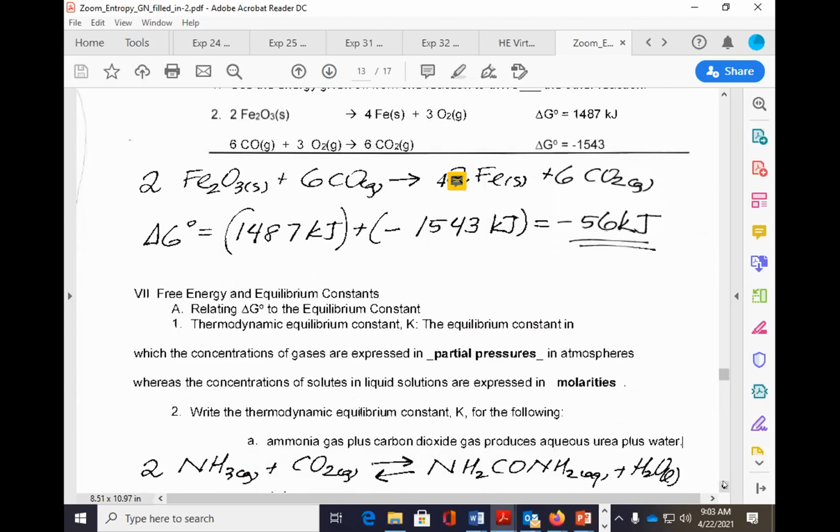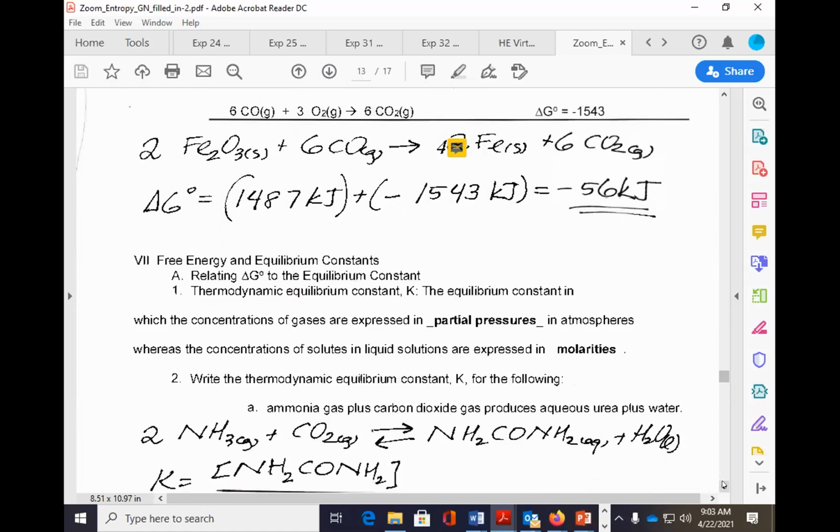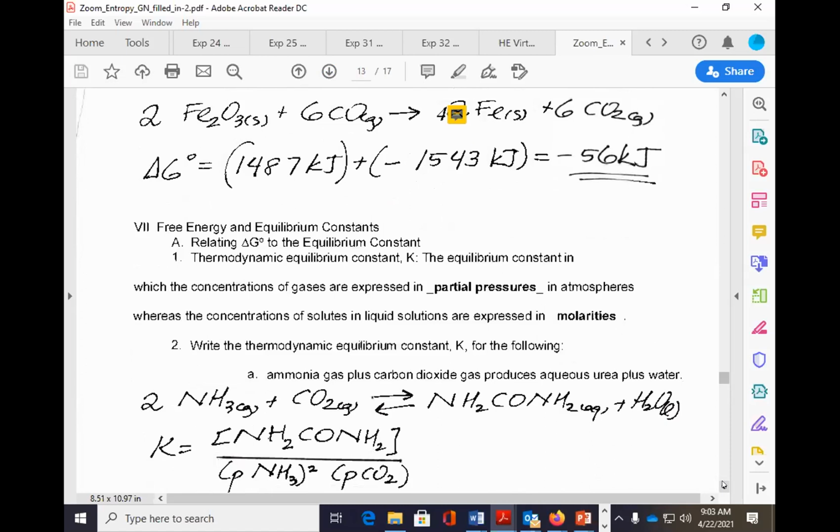So the equilibrium expression is what we were doing way back in chapter, I want to say chapter 14, equilibrium. Yeah, chapter 14. So this is our KEQ, products over reactants. We use our stoichiometry as coefficients. We've got molarity for the solution and partial pressures for the gases.